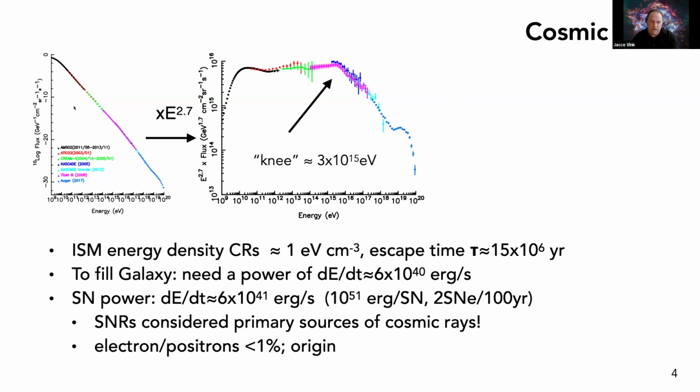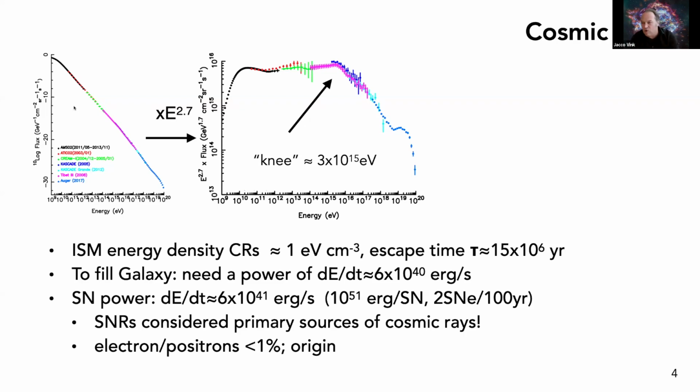And in order to fill the galaxy with all those cosmic rays, where we have a local probe from the cosmic rays that reach the Earth, we know that the energy constraint is that we need 6 times 10^40 ergs per second. So the supernova power should meet these energy needs. The supernova power itself is 6 times 10^41, for which we take about 2 supernovae per century and an energy of 10^51 per supernova explosion. So about 10% of that energy should be converted to cosmic rays in order to explain the energetics of cosmic rays in our own galaxy.